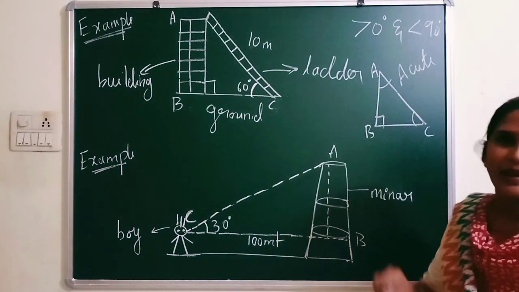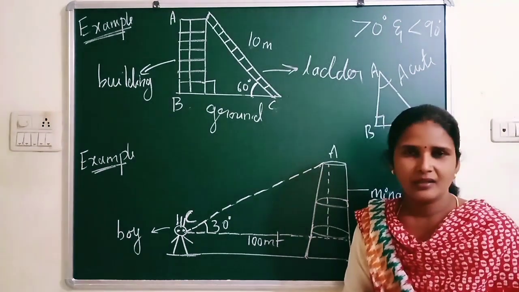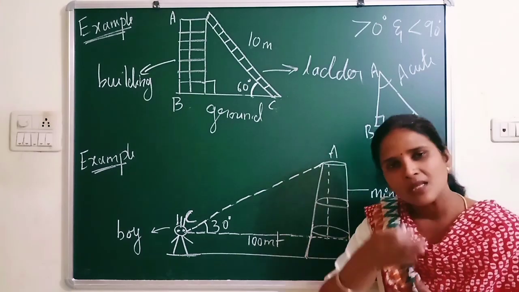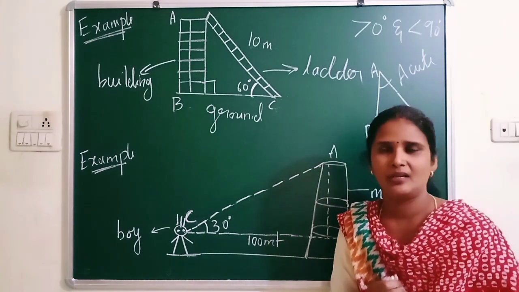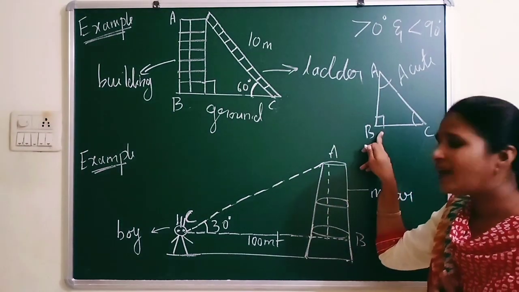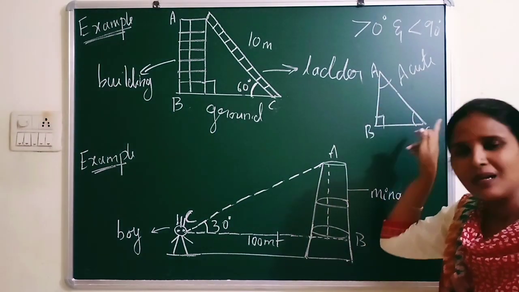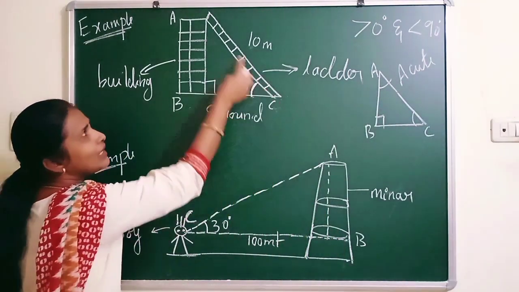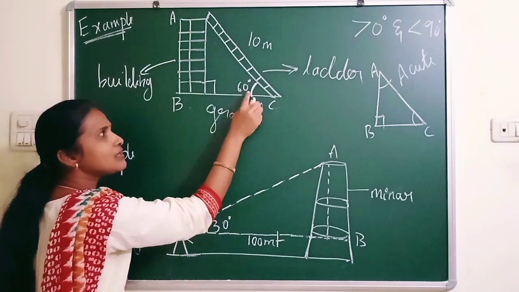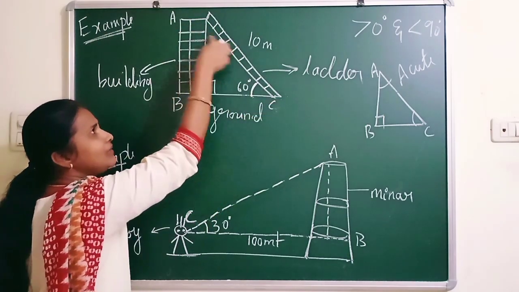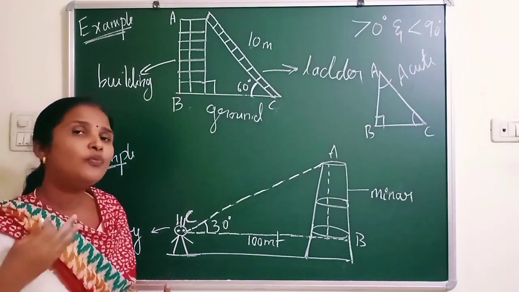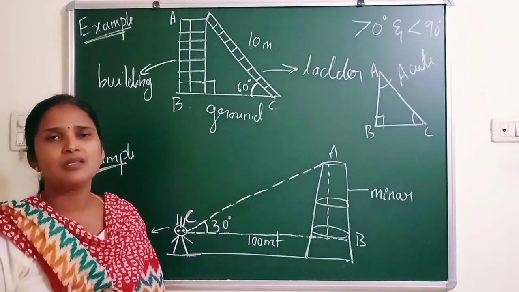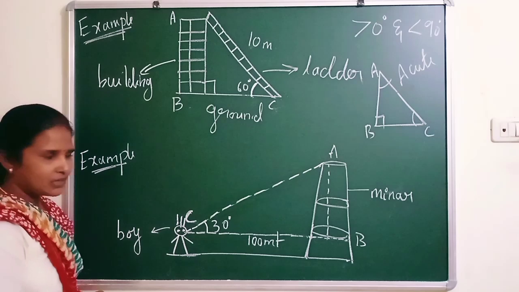So in a right angle triangle, when one angle is 90 degrees, automatically the other two angles become acute angles, because the sum of all three angles is always 180 degrees. Keep in mind that the other two angles will compulsorily be acute. So here, one acute angle I know, the angle between the ladder and the ground is 60 degrees, and the ladder length is 10 meters. Then tell me how to find the height of the building. Can I use the Pythagoras formula here? No, it is impossible.